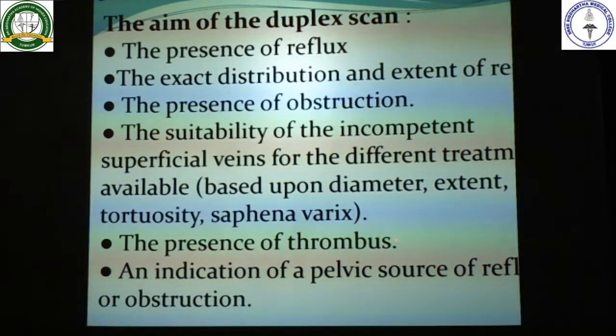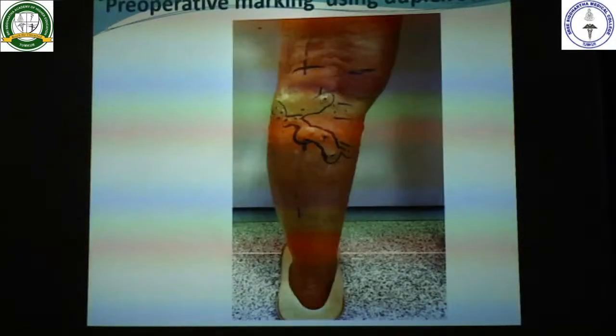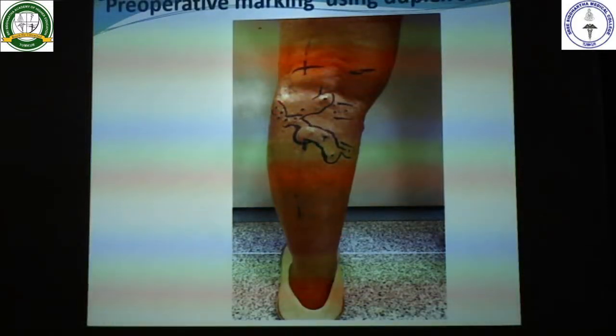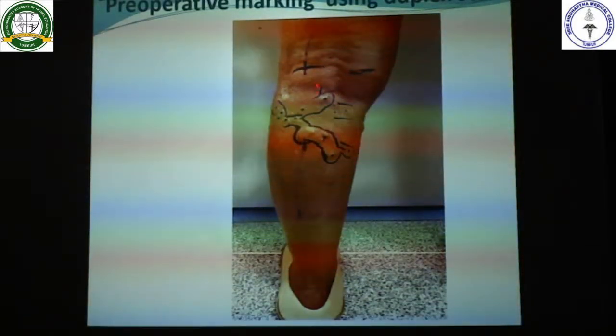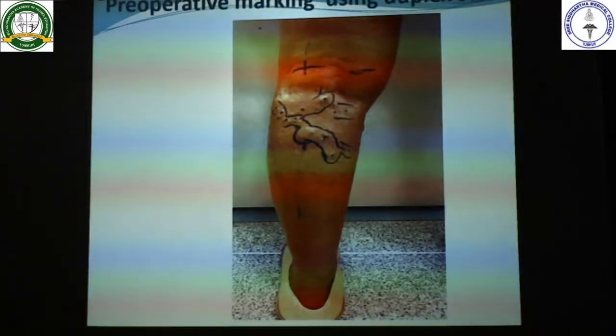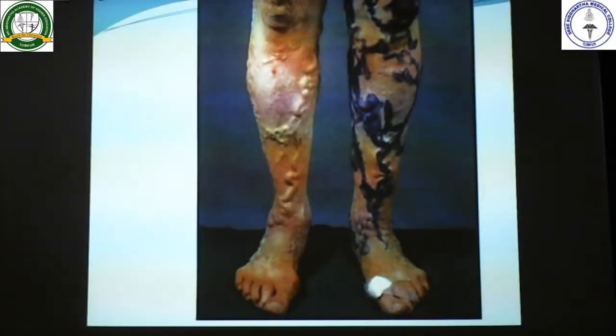Even the presence of thrombus, whether in the superficial or deep venous system, and an indication of a pelvic source of the reflux or obstruction, can be identified. You can assess the pelvic region with this duplex ultrasound. Sometimes the cause of varicose veins is in the pelvic veins. After doing the duplex ultrasound, they will mark the perforators using the duplex method. Before surgery, they will mark like this with a skin pencil. So these are the markings for the lungs, SSMC.